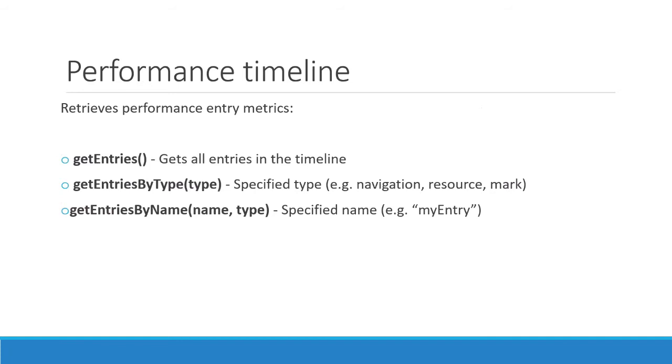So once we add the performance entries in the performance timeline, then we can use the API of the timeline to get the entries back, for example the entries for navigation or resources. We have three methods here. Performance.getEntries, this gets all the entries from the timeline. Then performance.getEntriesByType, we specify a type like navigation, resource, or mark, and we'll get only the entries of this type. And lastly, getEntriesByName, we specify a custom name, for example, my entry, and the type, for example, mark, and then we get only this.